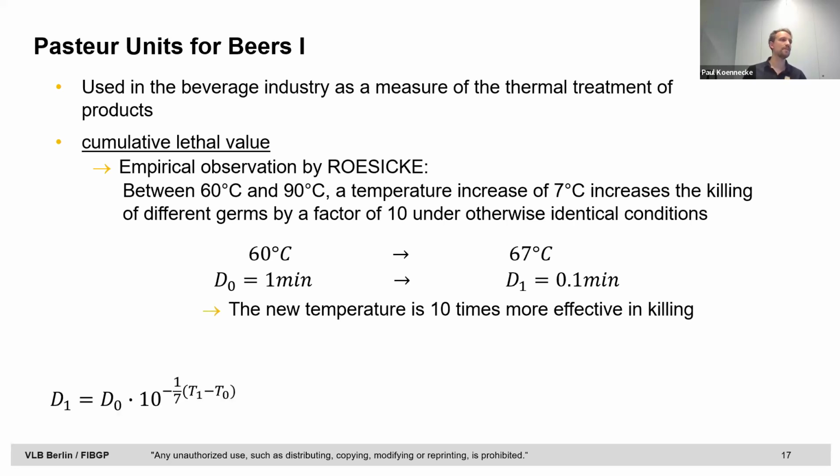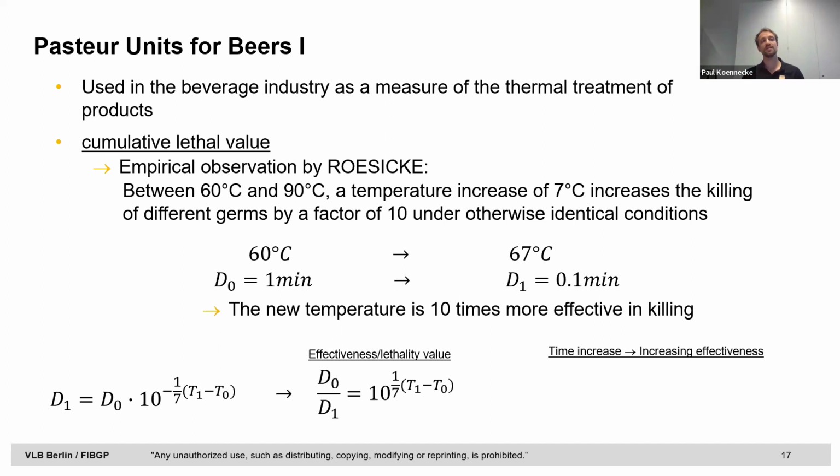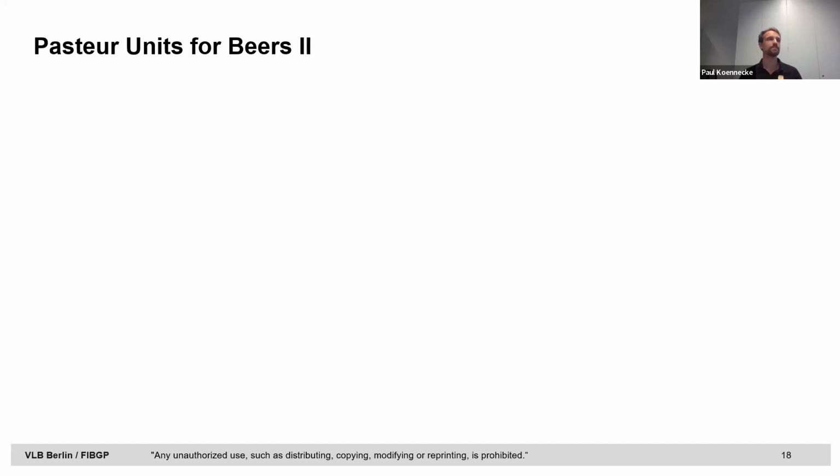And if you put this now into the formulation of the probability of sterility, you really don't have to learn that, just for giving you a little overview how we come to that in the end. We can formulate this also as the effectiveness or the lethality value. And in the end, with the time increase, we have an increasing effectiveness. So this effectiveness is also time dependent, as you can see in this formulation.